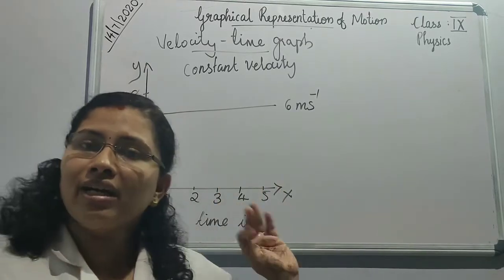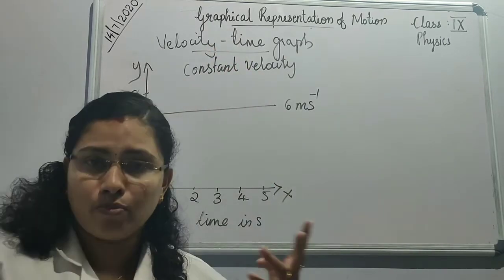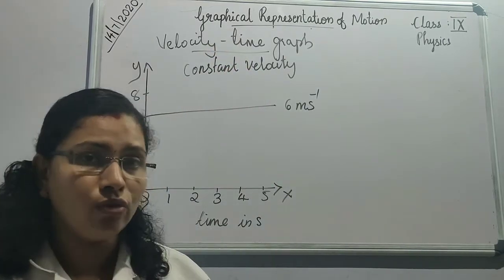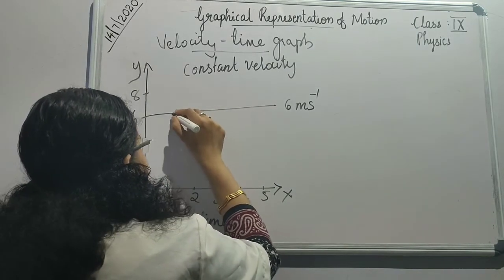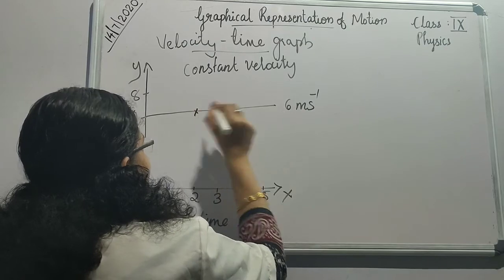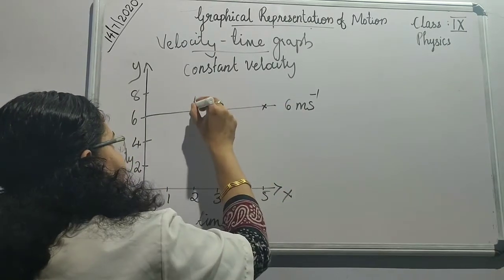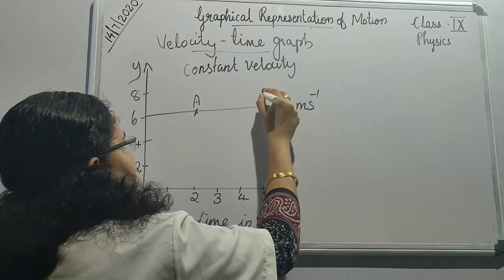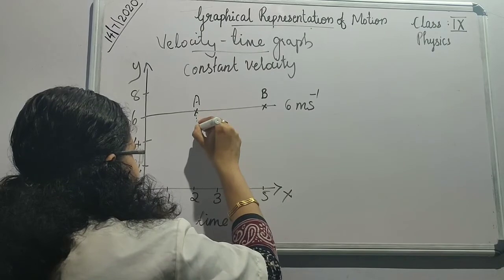And why do we need a graph like this? Why are we plotting the velocity time graph? Do you know? Let us learn that. I will be taking 2 points, let them be A and B. I'll be drawing perpendiculars.